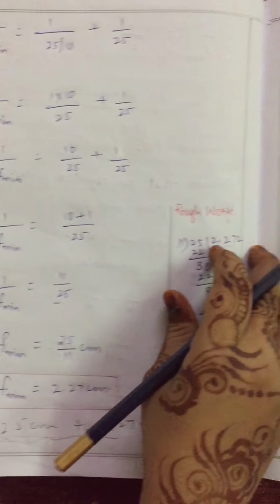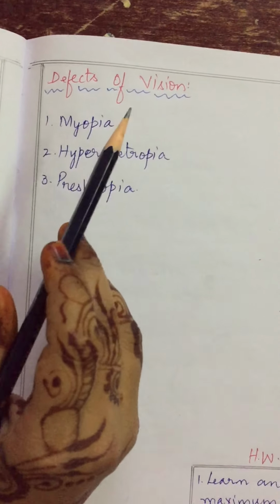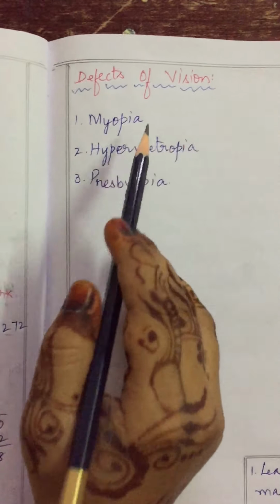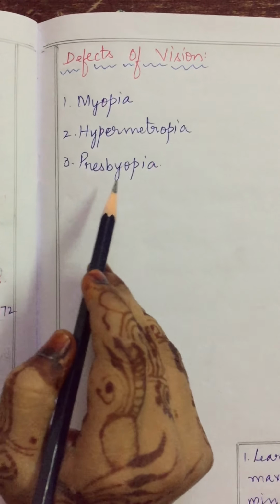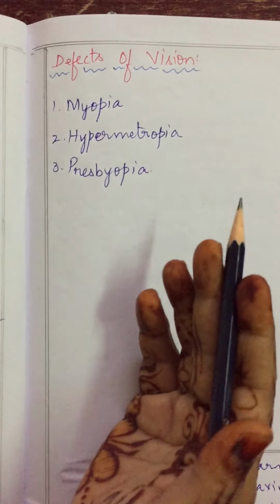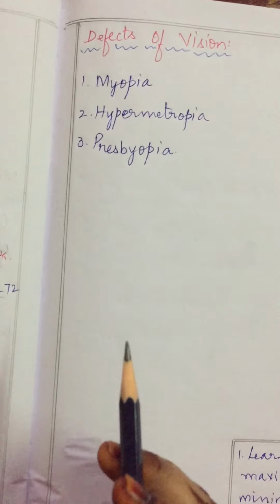Are you getting my point, children? So there are mainly 3 common defects of vision: myopia, hypermetropia, and presbyopia. In the next class, we will see the defects of vision.